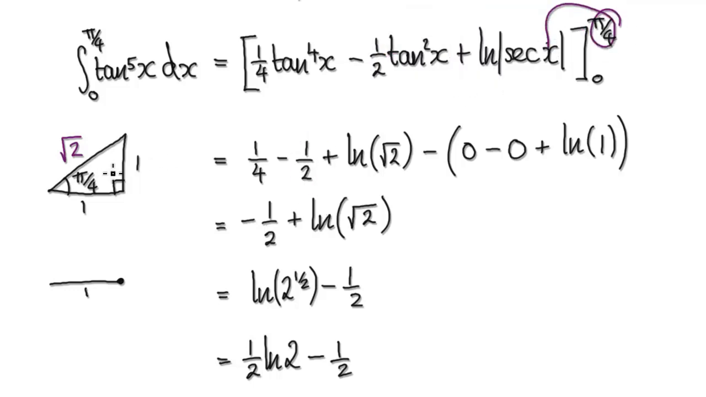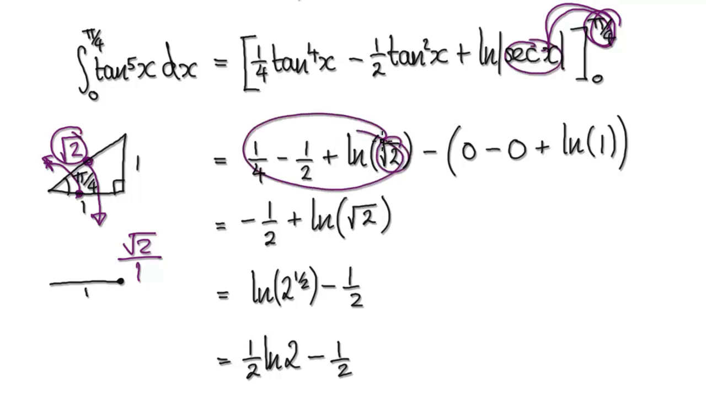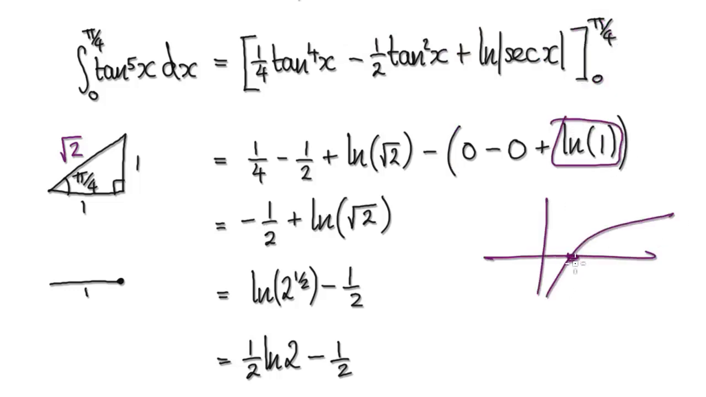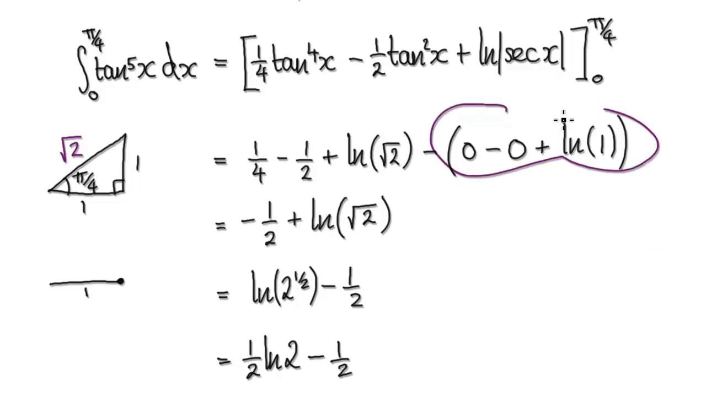So remember, cos is adjacent over hypotenuse. Secant would be hypotenuse over cos. So that would be root 2 over 1, which is root 2. So when you put this into here, secant pi over 4 would be root 2. That will then take you to here. And then when you put 0 into here, 0 into here, 0 into here, it will then give you this. And remember, natural log of 1 is actually 0. This block is 0. So everything here disappears.